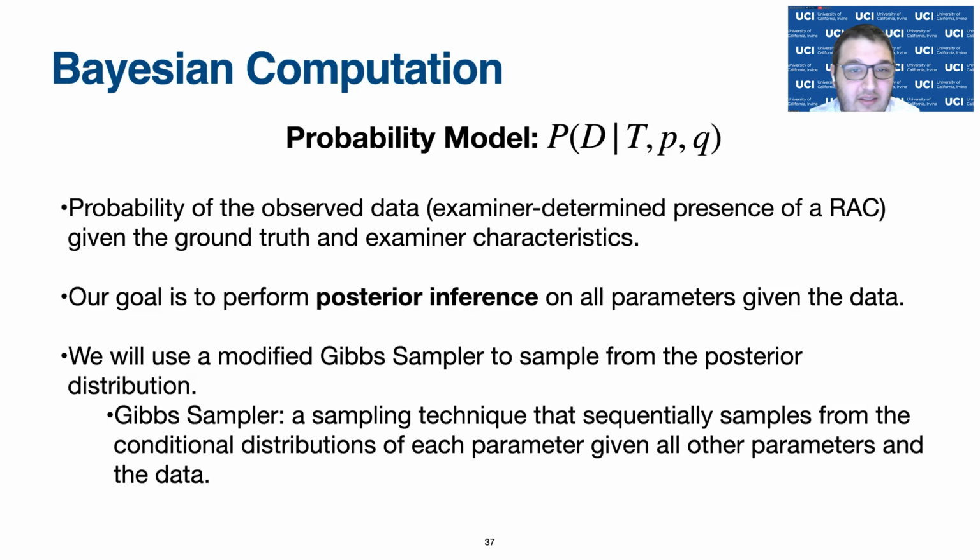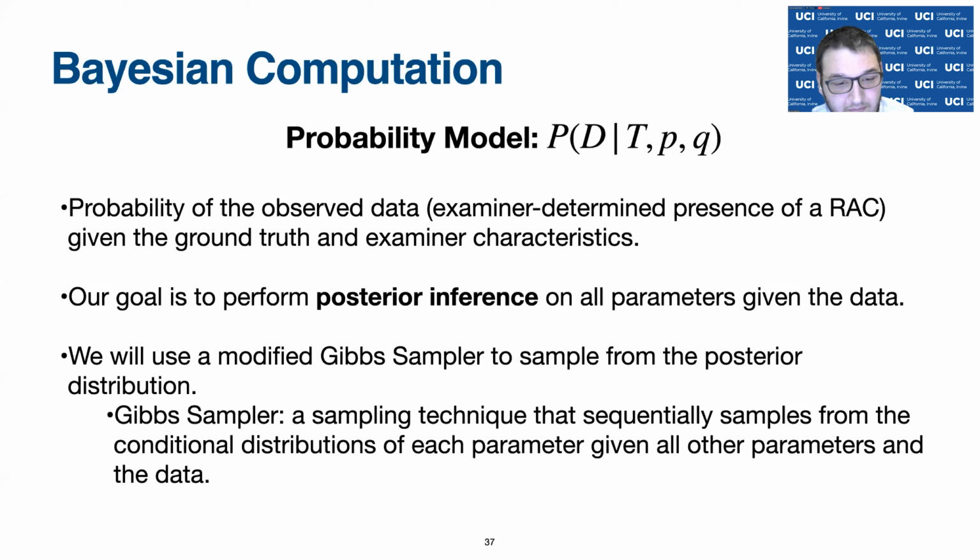So the idea in the Bayesian computation, as opposed to the MLE that we did with STAPLE, is that we have this probability model of the probability of the observed data given the truth and the performance parameters. So our goal here is to do posterior inference on all parameters rather than maximum likelihood estimation and inference using those means. So we use a modified Gibbs sampler to sample from the posterior distributions.